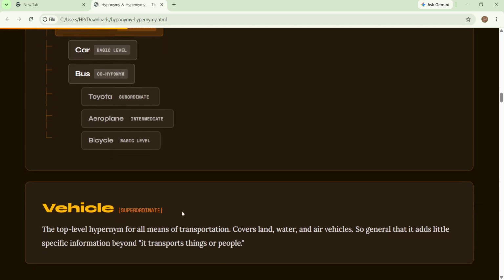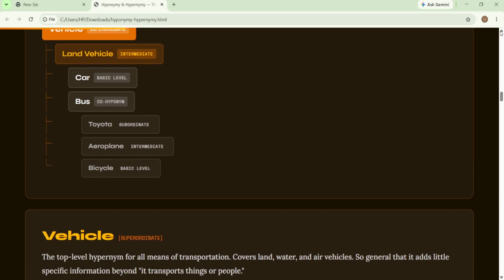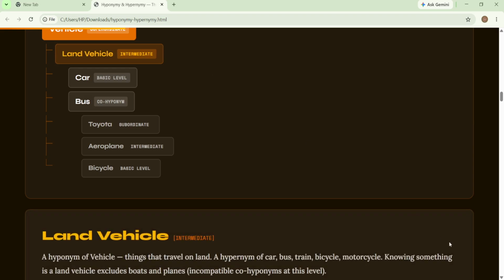So vehicle is the superordinate, the top-level hypernym of all means of transportation. It covers land, water, and air vehicles. It adds little specific information beyond transporting things or people. So vehicle is basically a means of transportation, with not much more information than this. Well, let's look at land vehicles.